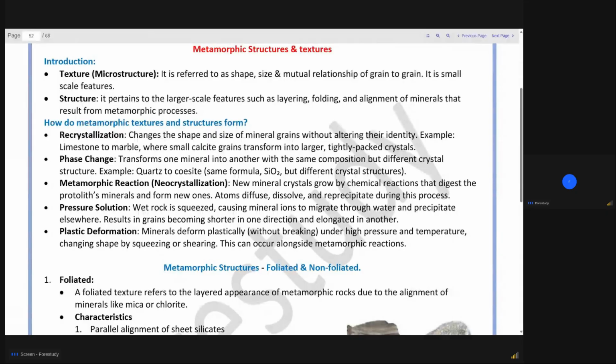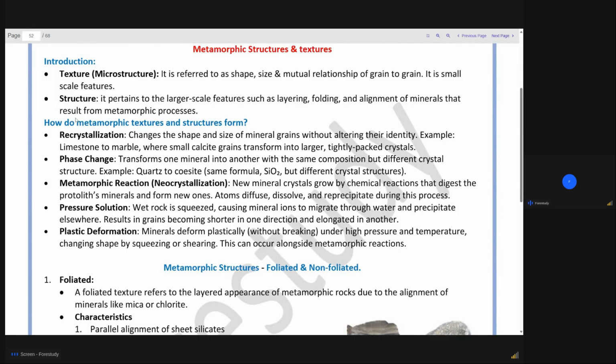The structure pertains to the large scale features such as layering. It can be layering, it can be folding, it can be alignment of minerals that result from metamorphic processes. The different patterns they will show, we will study those patterns, and they are called metamorphic textures. So how do metamorphic textures and structures form?